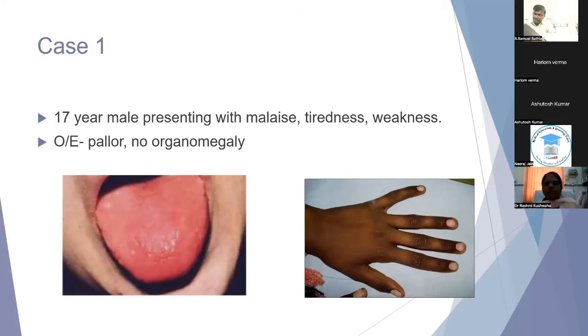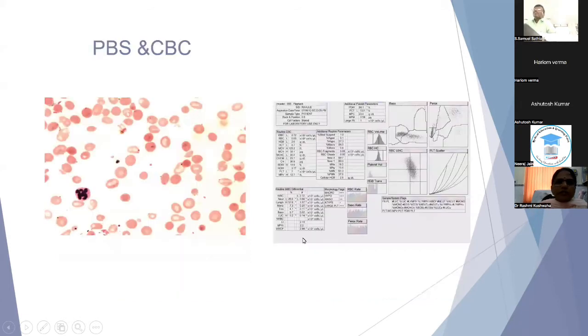So coming to the first case, a 17-year male presenting with malaise, tiredness, weakness. On examination, he has pallor but no organomegaly. And we can make out the characteristic tongue appearance here, the glossy tongue. This is the characteristic knuckle pigmentation that is seen. So history along with the physical examination.